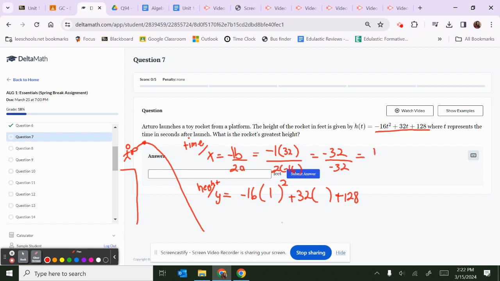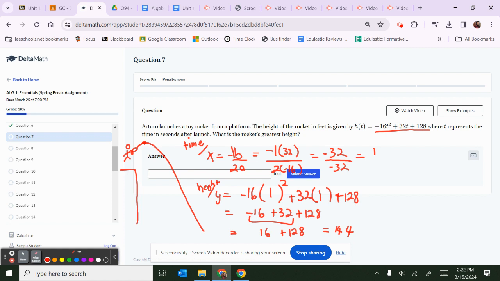So now I'm going to plug in positive 1 inside of my parentheses. Okay. 1 squared is 1. 1 times negative 16, negative 16. 32 times 1 is 32. And then I bring down the 128. All right. Negative 16 plus 32 is positive 16. And positive 16 plus 128 is 144. All right. So again, that greatest height would be 144.